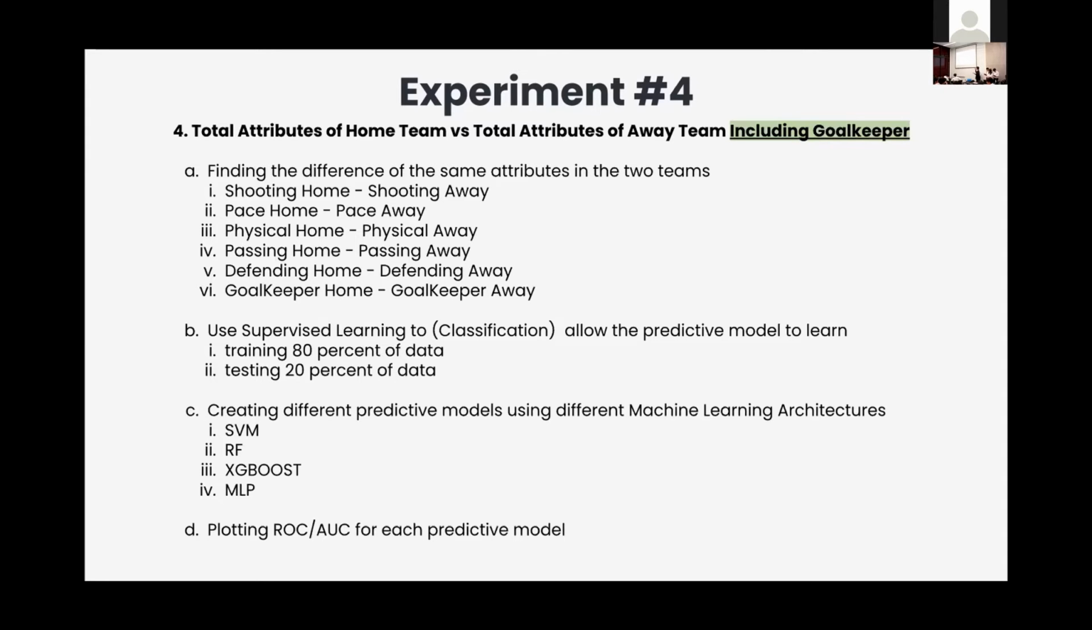I forgot to mention one thing: the answer we want to find is binary, right? They will lose or they will win. So by doing that, after we deduct every score and find a difference for every attribute, then we sum it up together. So the answer will be only yes or no.